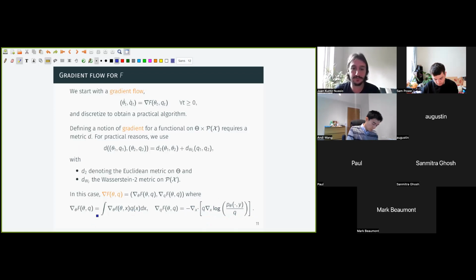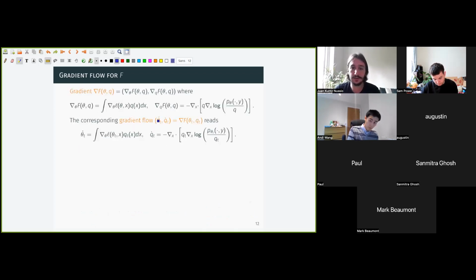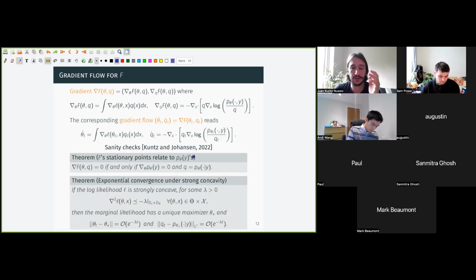Okay, so we have these expressions, and then to define the gradient flow, we just plug them in for the gradient, and you get these things here, right? These sort of ODEs. Now, at this point, it kind of helps just to run some sanity checks. We chose a notion of gradient for the free energy. What are the stationary points according to this notion? What thetas and q's make the gradient vanish?